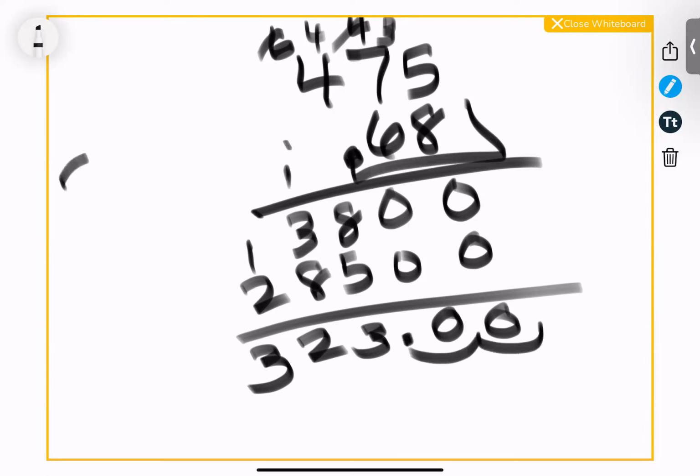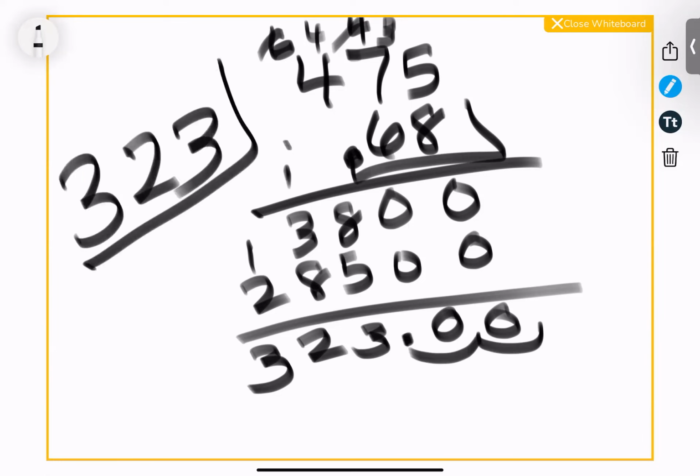Putting my decimal back in. 323 is our answer. Any questions, love bugs? Bring them with you to class.